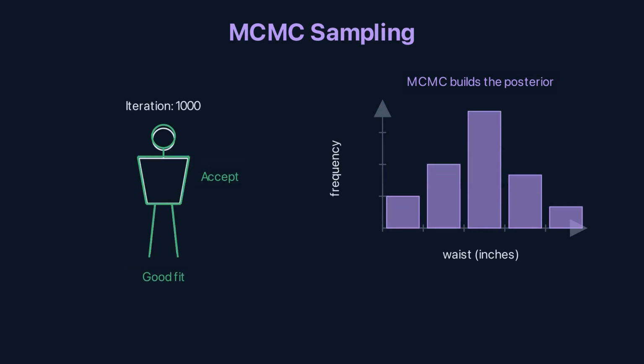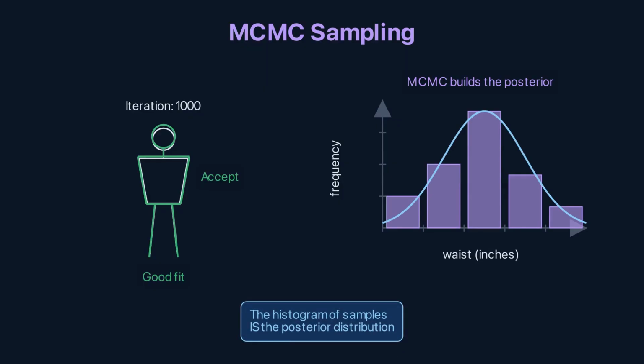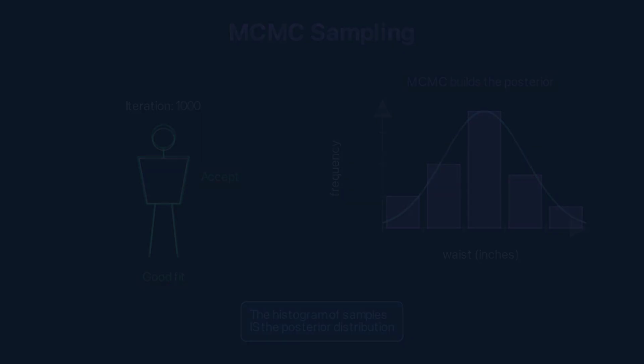After thousands of proposals, the chain of tried suits represents the posterior distribution. The histogram of sampled waist measurements is the posterior for waist. MCMC is the fitting process for Bayesian inference.